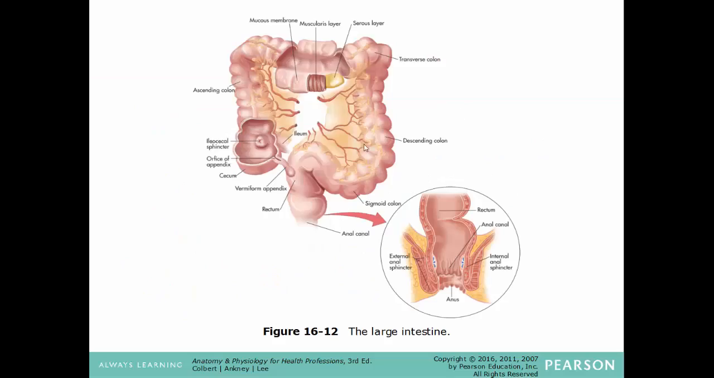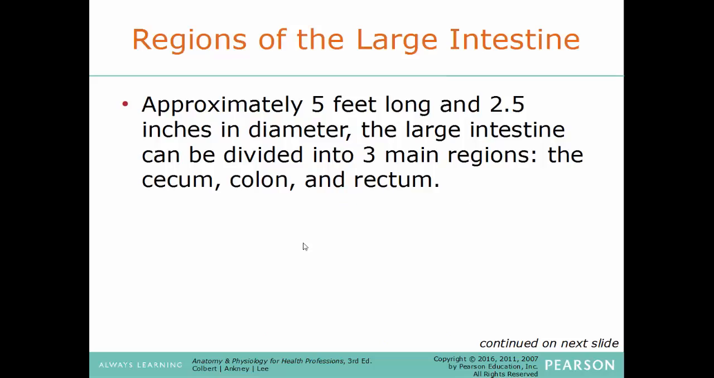Here's an image of the large intestine. There's the ileum, the last part of the small intestine, and where it meets the large intestine, the ileocecal valve or ileocecal sphincter. The cecum is the first part of the large intestine, where you'll find the appendix. The large intestine will go up, across, then down, and then kind of circle back around, and then out through the anus. Now the large intestine is about 5 feet long and about 2.5 inches in diameter. And then you have the three main regions. You have the cecum, which is the first part, the colon, and then the rectum.